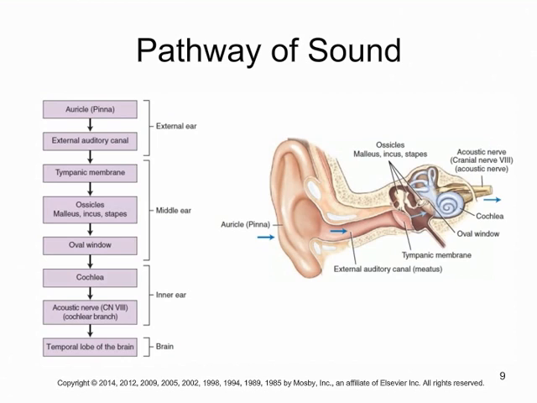The oval window vibrates, causing the cochlea to interpret that information, and then that information is converted into nerve impulses by the acoustic nerve, and then that information will travel to the temporal lobe of your brain where you interpret the sound.